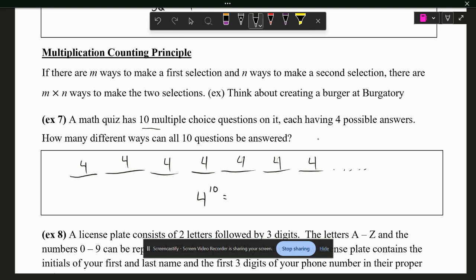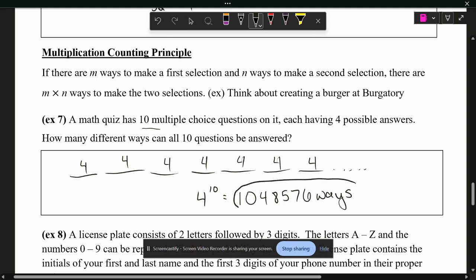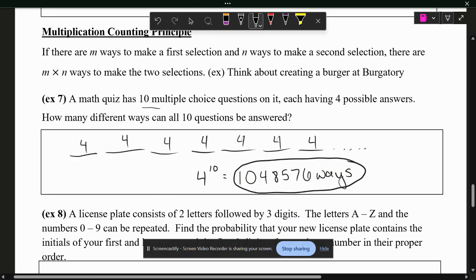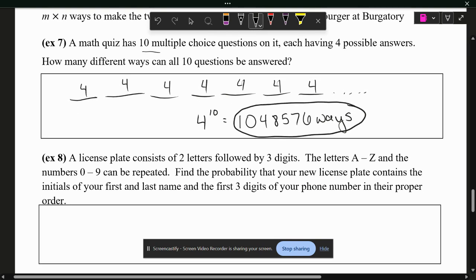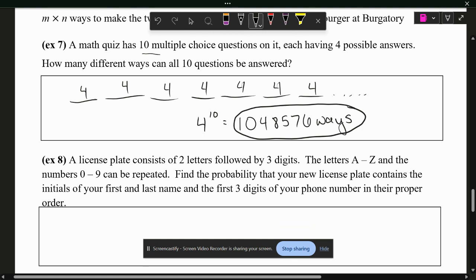And if you have a question at all, you can always just ask me. But if you have 4 possible answers, how many ways can all 10 questions be answered? 1,048,576 ways. You can write it out if you want to, but it's going to be a little bit easier to do it as an exponential. It's 4 to the 10th power.